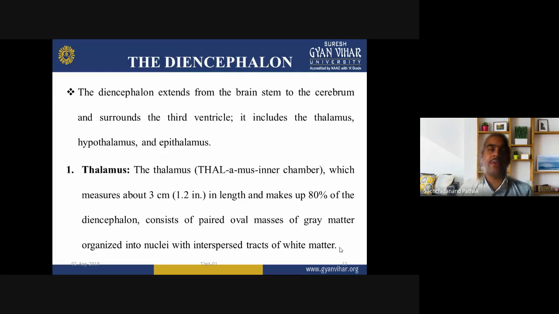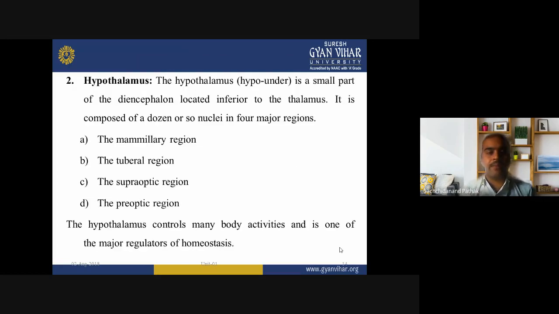So, the diencephalon contains three parts: thalamus, hypothalamus, and epithalamus, but the thalamus occupies 80% of the volume of the diencephalon. तो diencephalon का जो volume है 80% किससे occupied है? Thalamus से, and it consists of paired oval masses of gray matter organized into nuclei with interspersed tracts of white matter.